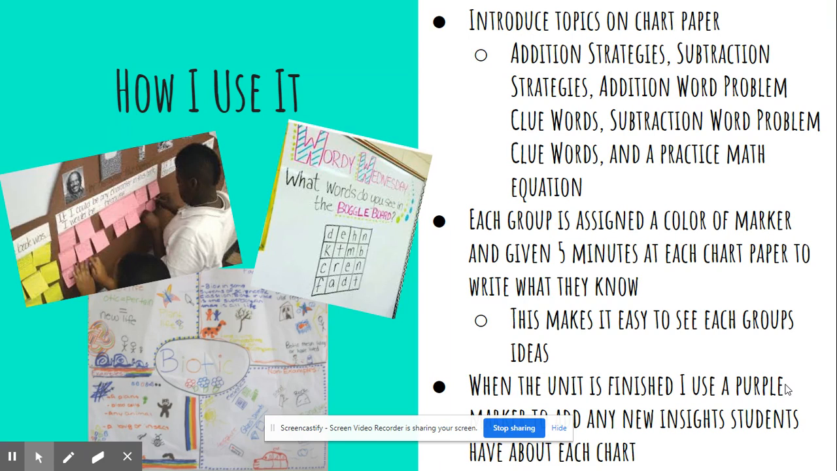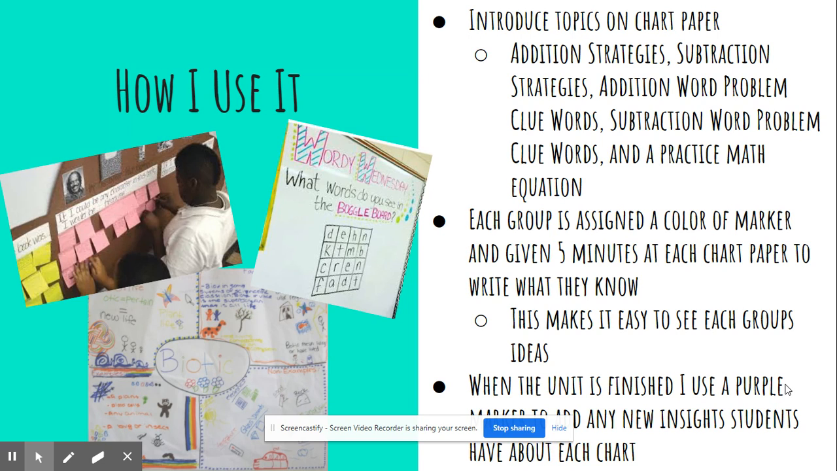But if they have a similar idea to what somebody else has already done, they can put a star or a smiley face or something next to that to show that, hey, we liked that idea. We thought of that too. But it's a great way for them to be able to show what they know at the beginning of the unit, and kind of express themselves through the different charts.